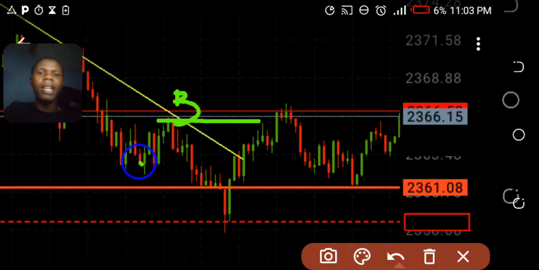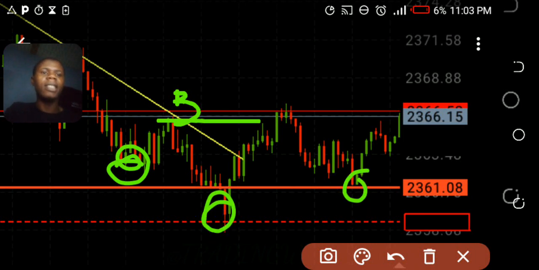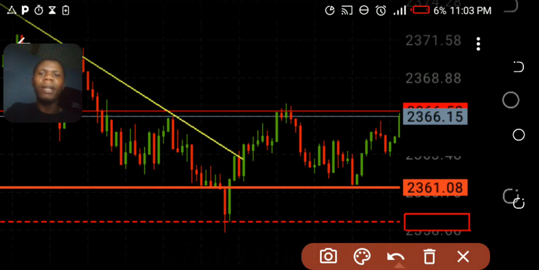I'm going to be discussing this in the video. Right here is the left side, this is the head, and this is the right side. The left, the head, and the right side have been formed completely. Now what I should be doing is waiting for the market to give me a reversal pattern after a break of structure.